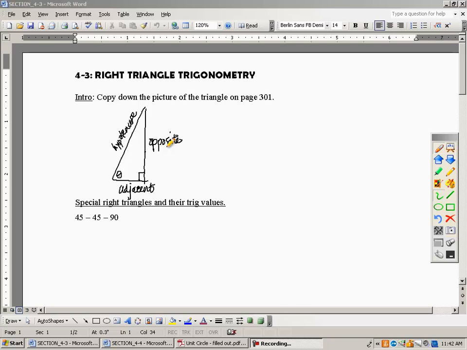Now, we talked about 3 of them yesterday. The sine of an angle, we said, was the opposite over the hypotenuse. I'm going to shorthand this a little bit. So the sine of the angle is opposite over hypotenuse. The cosine of the angle is the adjacent side over the hypotenuse. And the tangent of the angle is the opposite over the adjacent.